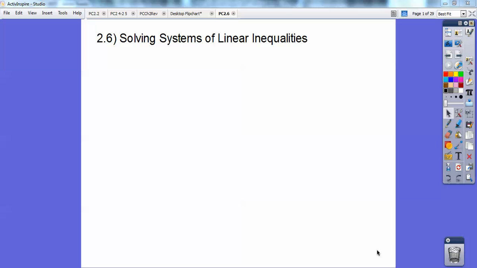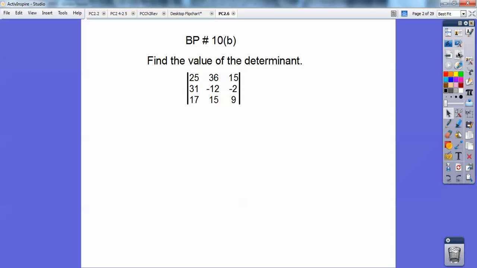This pre-calculus lesson is on solving systems of linear inequalities. Let's go ahead and do the board problem. I called this 10B because I just inserted this lesson in between some others here. So anyways, find the value of the determinant.